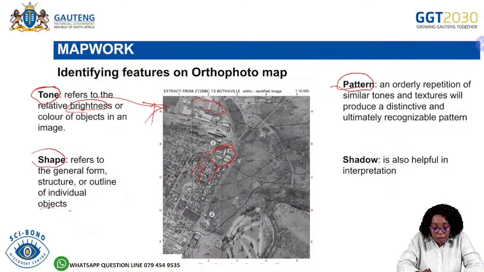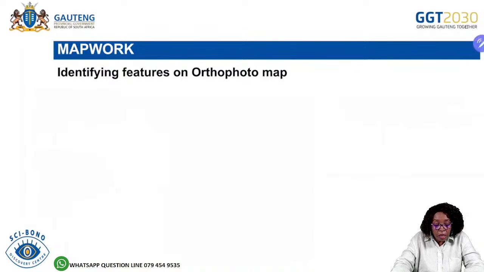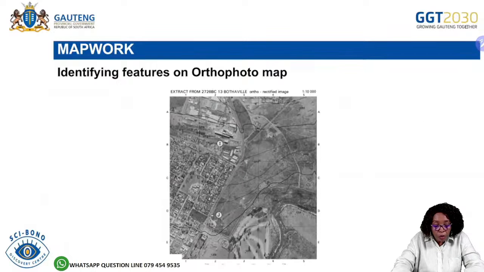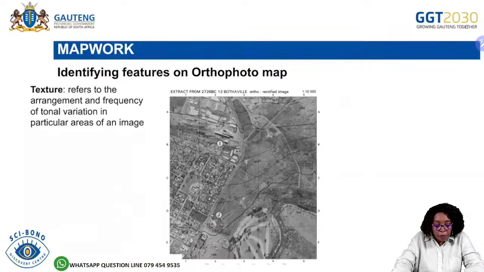If you look at these, they would be your cultivated lands, or anything that you can identify by the shape. If it's winding like this, we can see that because of the tone that is gray, we can say there is a river flowing there. So the shape would give you a general view of how an object looks.